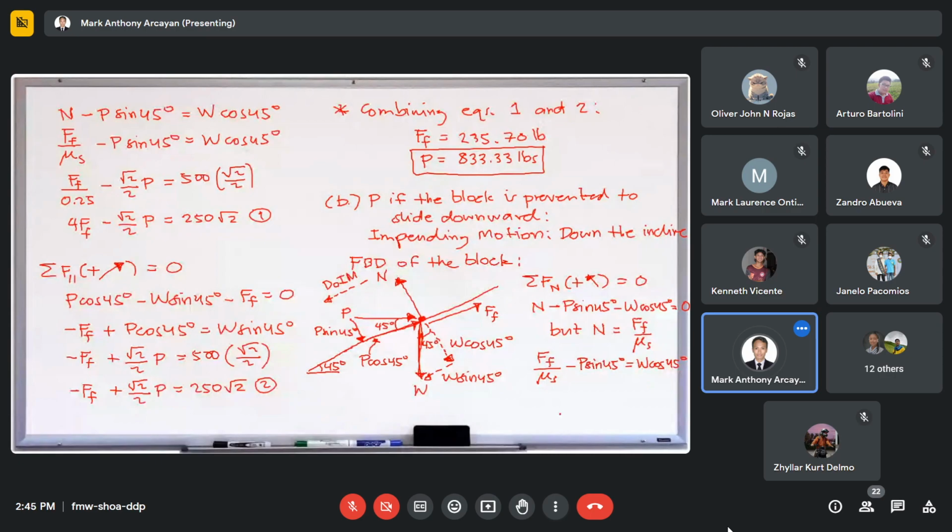Then, ato i-substitute ang mga values. We have F sub F over 0.25 minus square root of 2 over 2P is equals to 200, not 250. Naghuna-huna po ko, this must be totally erased.